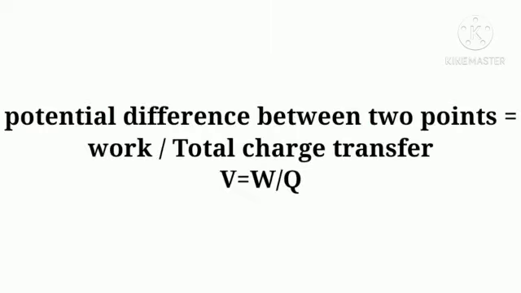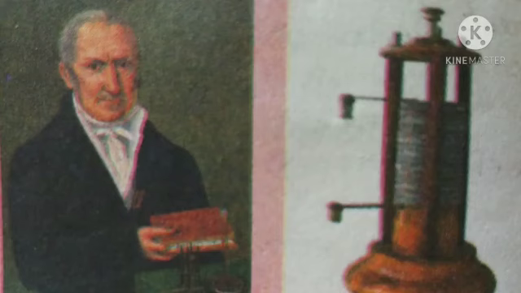Now all of you see the formula of the potential difference. Potential difference between 2 points equals work upon total charge transferred, or V equals W upon Q. Here potential difference is represented by capital V, work by capital W, and charge by capital Q. Italian scientist Alessandro Volta constructed the first electric cell. The unit of the potential difference is named volt in his honor.